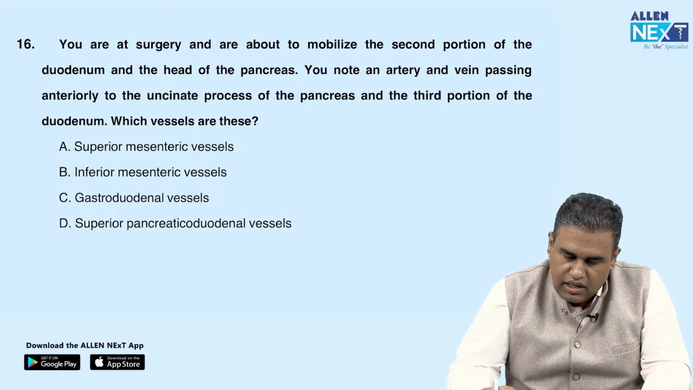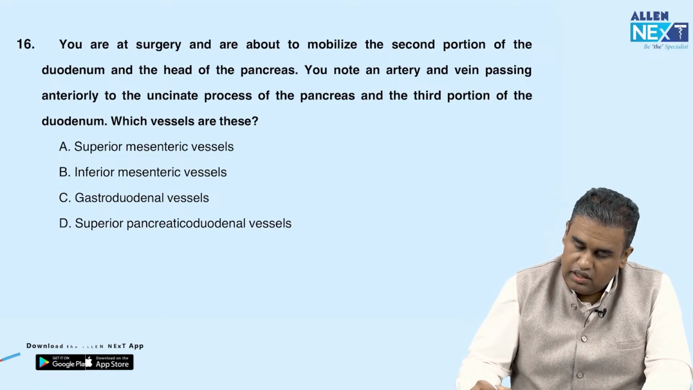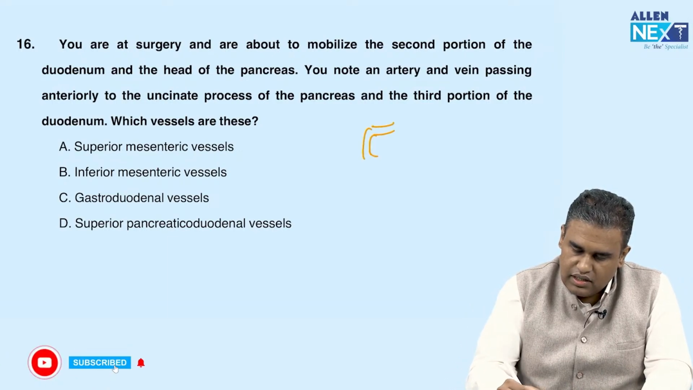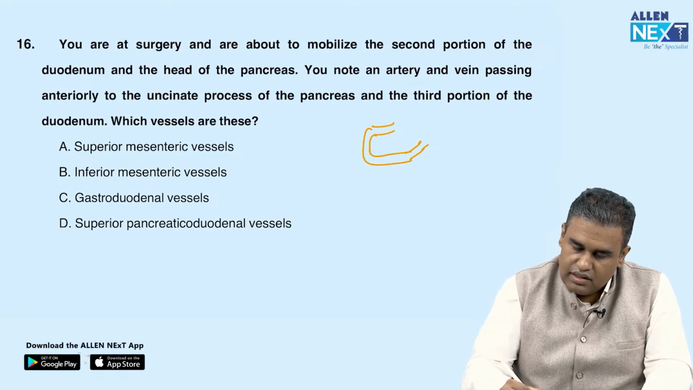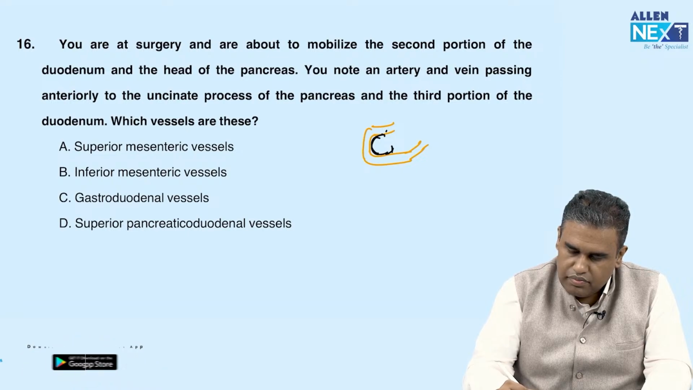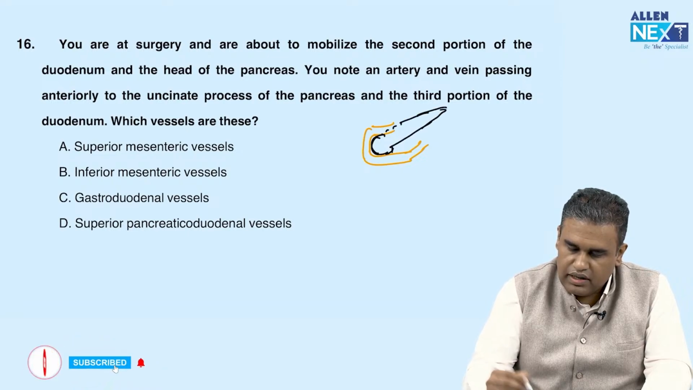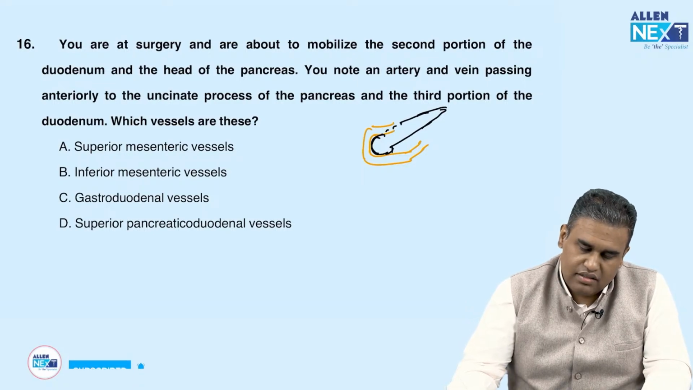You are at surgery and are about to mobilize the second portion of duodenum and the head of pancreas. Remember, here we have the first portion, second, third, and the fourth, right? And the pancreas lies in the concavity of the duodenum like this. This is how the pancreas and duodenum lie. So you are mobilizing the second portion along the head.